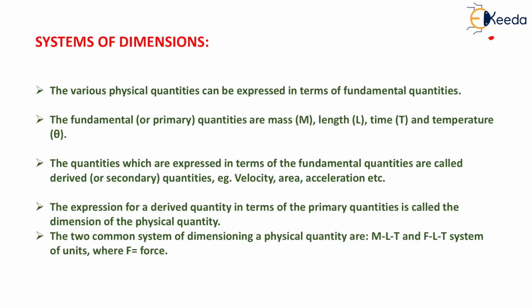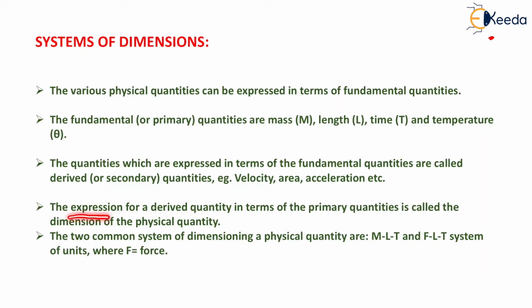Now the next topic is the system of dimensions. The various physical quantities can be expressed in terms of fundamental quantities. Now the fundamental or primary quantities are mass, length, time and temperature. The quantities which are expressed in terms of the fundamental quantities are called derived or secondary quantities. Example, velocity, area, acceleration, etc.